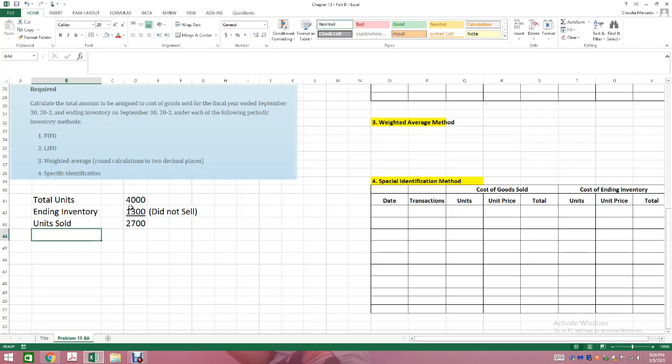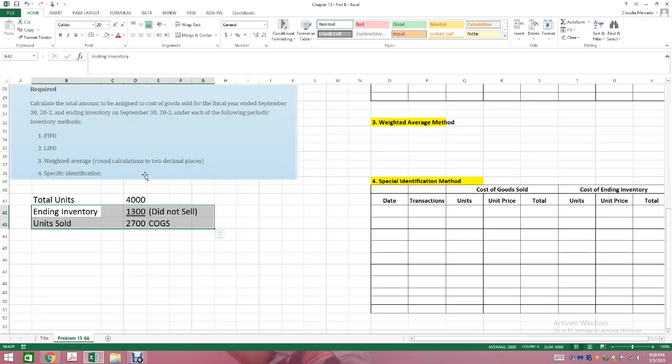Okay, so you had purchased 4,000. You have 1,300 that you did not sell. That's your ending inventory. And you have 2,700 that you sold. This is your cost of goods sold. Now these two numbers are very important.